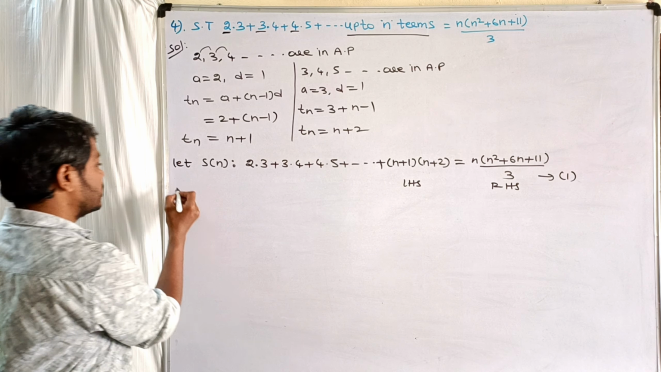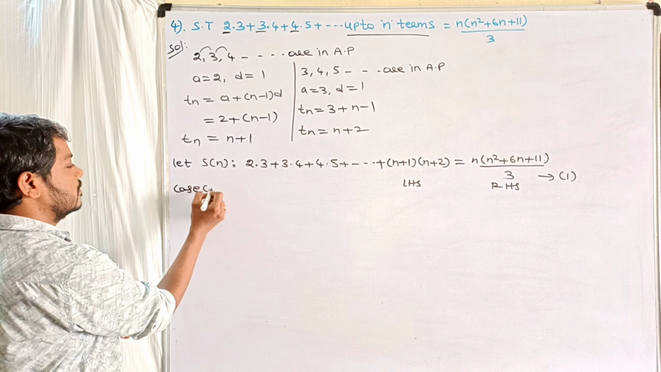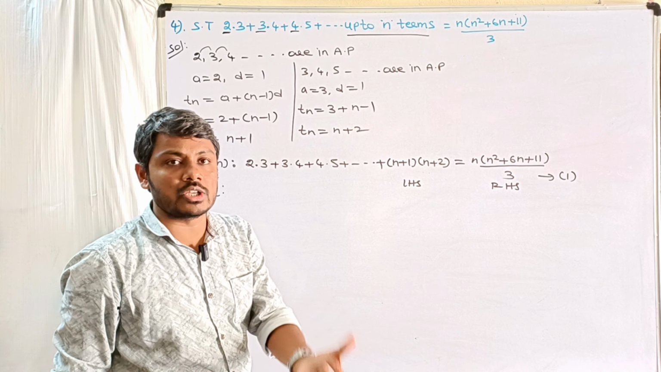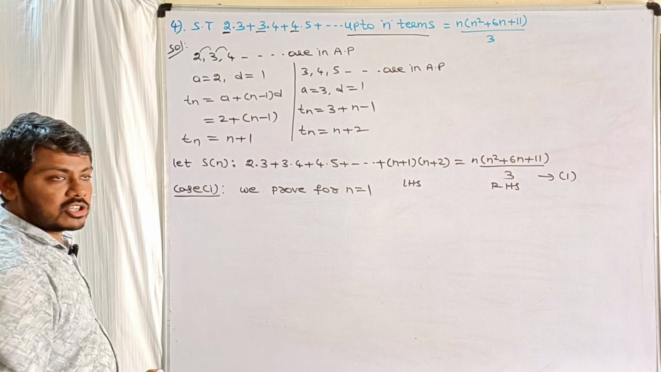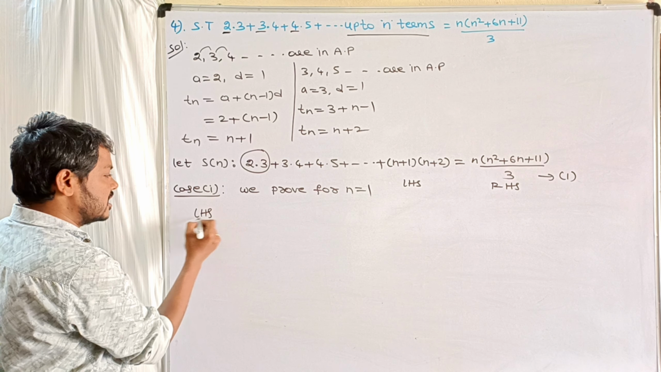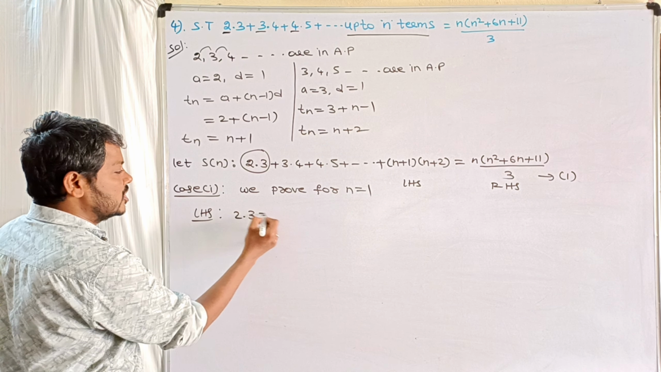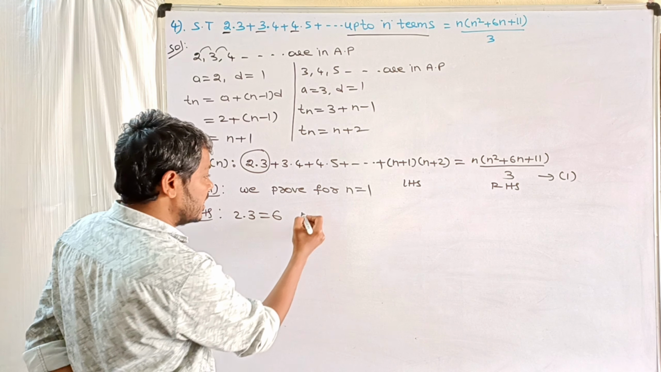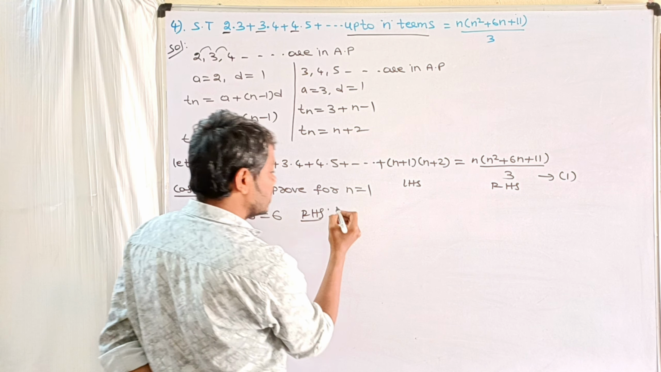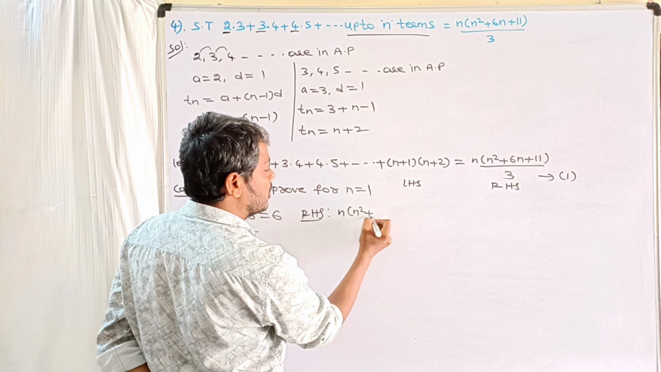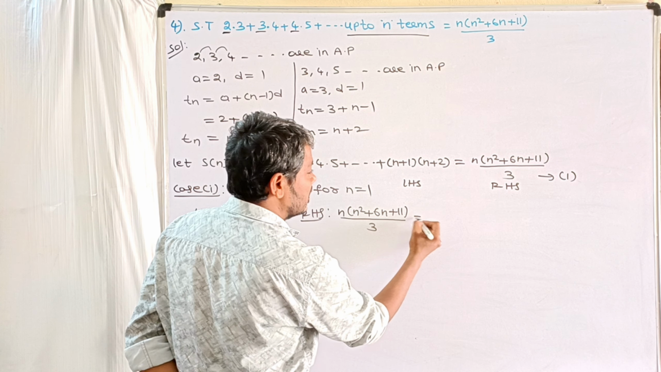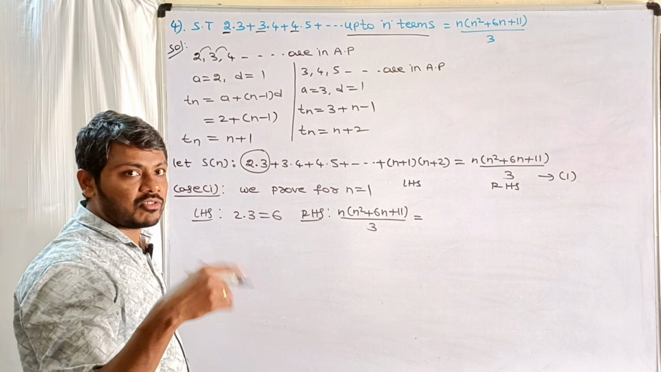So next, case 1. So what is case 1? You prove for n equals 1. So here n equals 1 means you can take the first term. What is LHS? 2 into 3, which equals 6. And consider RHS. What is RHS? This one: n into n square plus 6n plus 11 divided by 3, which equals, replace n by what? 1.